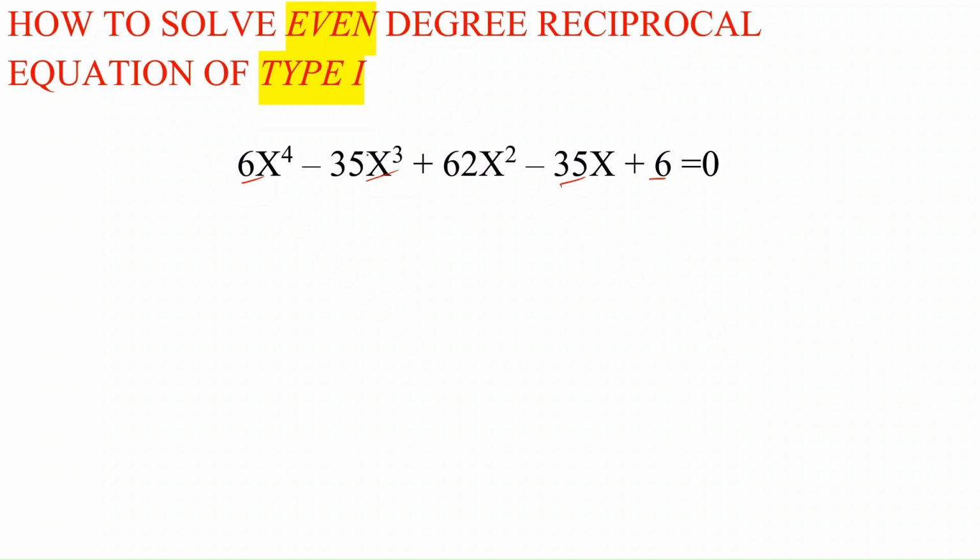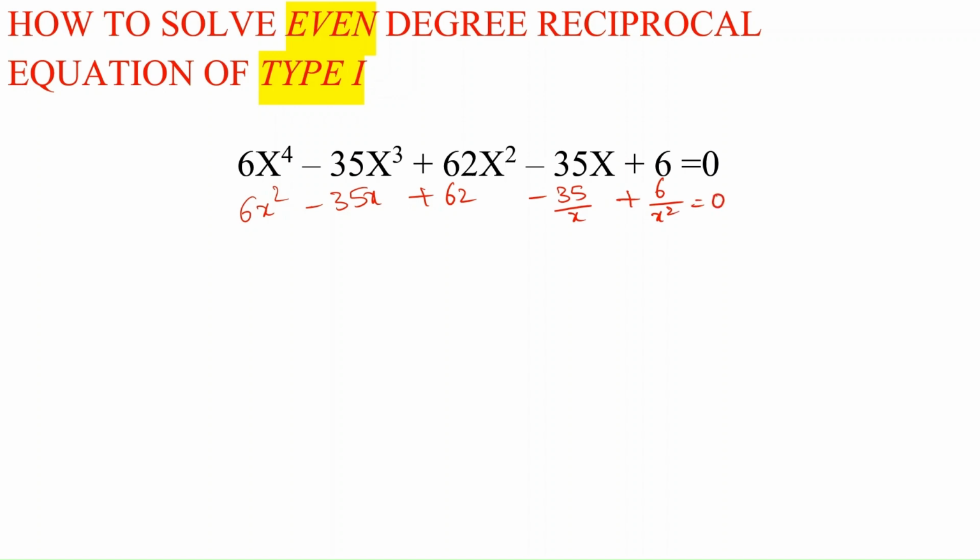After doing this arrangement, consider the first term. Here the variable has got 4 as the power. We have to take the exact half of it, that is x square. Now with this x square, we are going to divide the entire equation, and that makes 6x square minus 35x plus 62 minus 35 upon x plus 6 upon x square equal to 0.